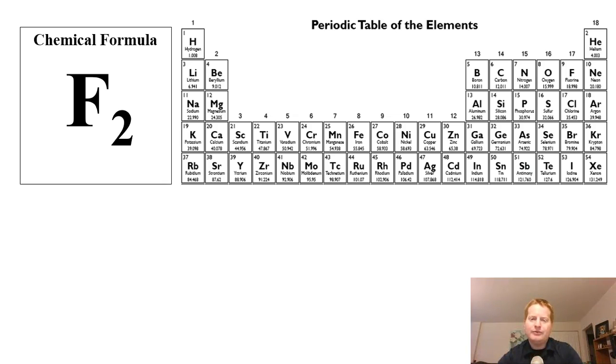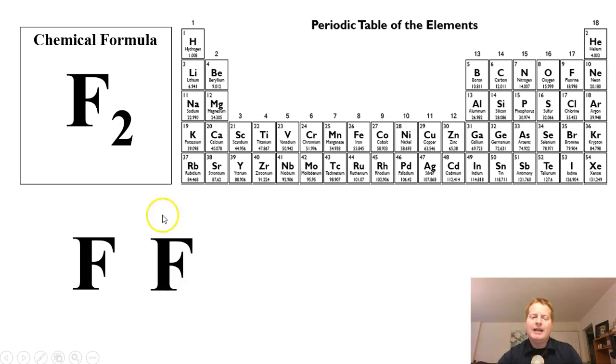Fluorine is a diatomic, right? So it exists as 2 fluorine atoms that are bonded together. So we check the periodic table, and fluorine is in column 17, so it's got 7 valence electrons. I'm going to take each fluorine atom and place it side by side, and then I'm going to do the 7 valence electrons around each one separately: 1, 2, 3, 4, 5, 6, 7.